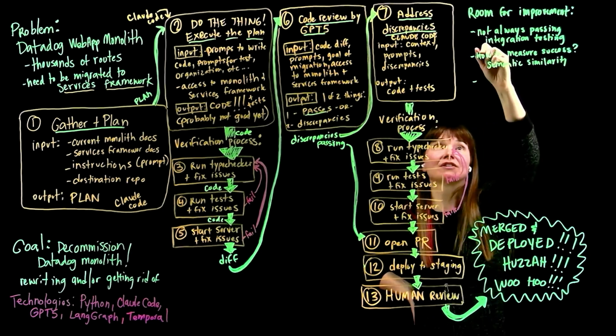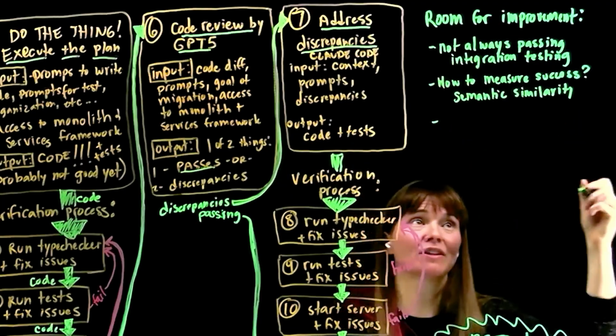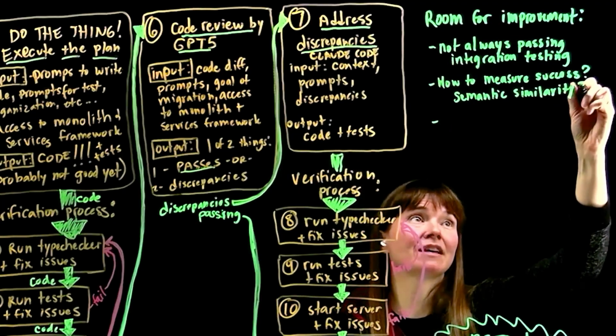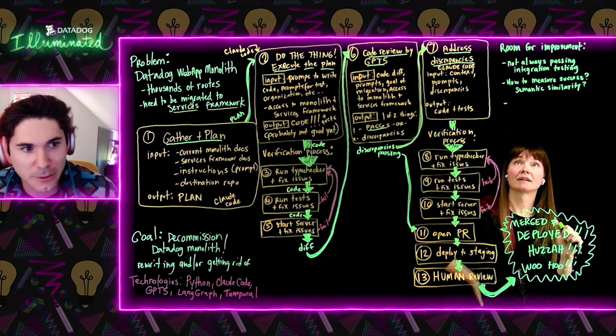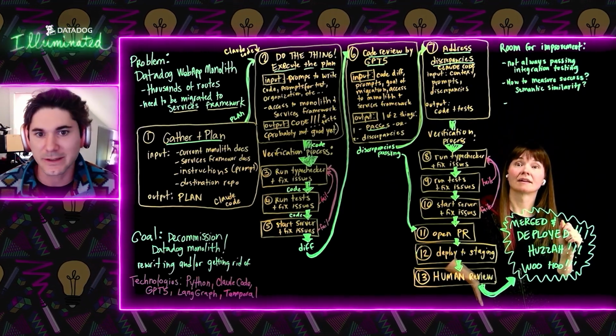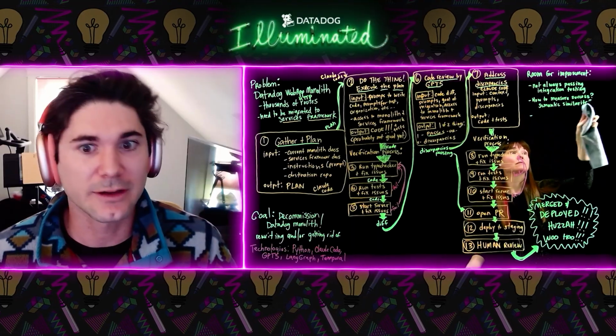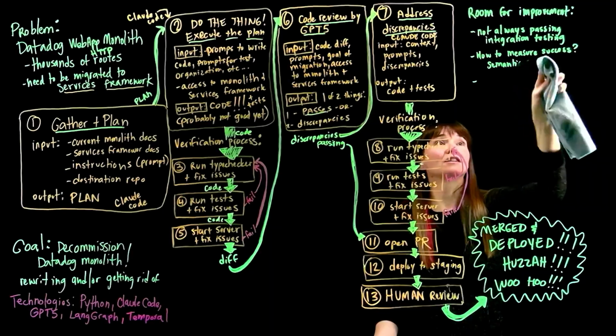How do you measure success? Like semantic similarity is what you said, maybe? Semantic similarity, we take that to mean when we put it through staging traffic, it's producing identical responses. In the case of HTTP routes, which these are, it's producing identical response codes and similar response bodies. And we do have automated testing at Datadog, which verifies via shadow traffic whether or not two routes are identical. So we do that.